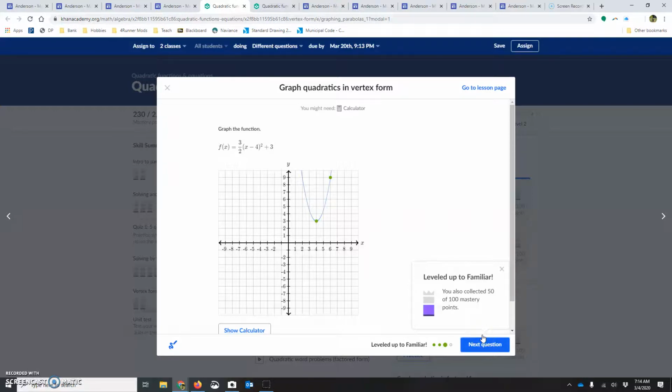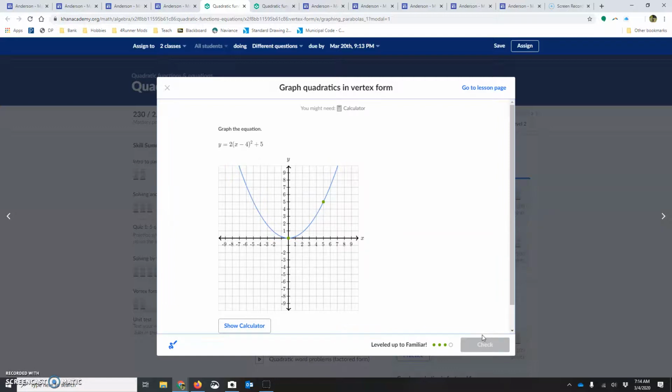I already did one before this, so we only had 3 set up anyways. So here is our vertex: negative 4, plus 5. So we're going to go to the right 4 and up 5. And then we're going to plug in a number. I'm going to pick 5. 5 minus 4 is 1. 1 squared is 1. 1 times 2 is 2. 2 plus 5 is 7. So we're going up to 7.